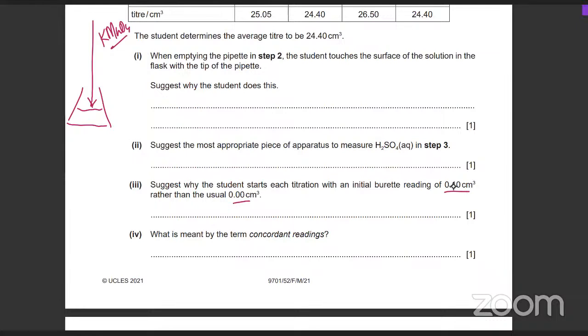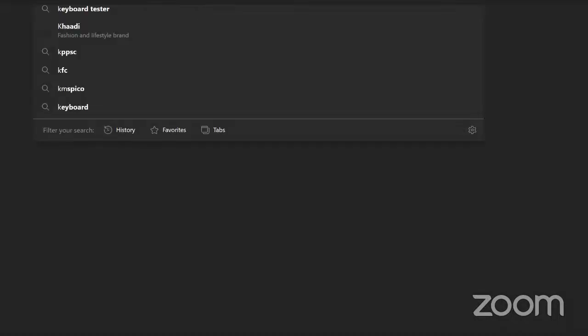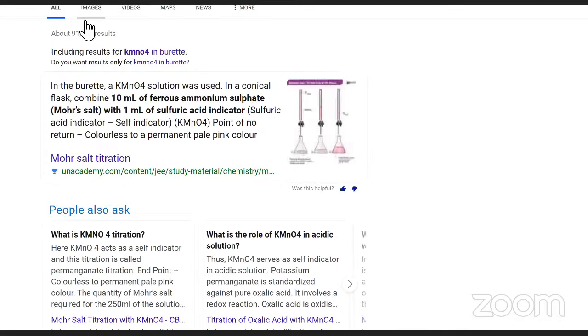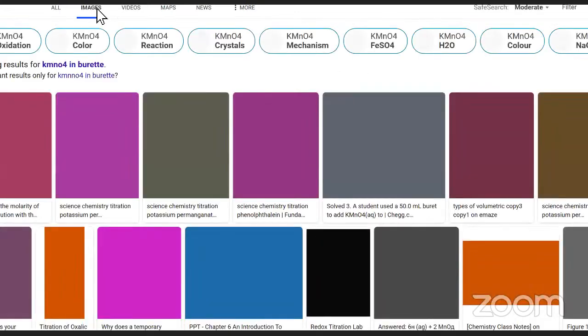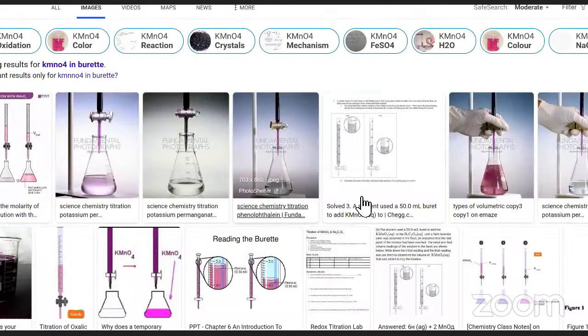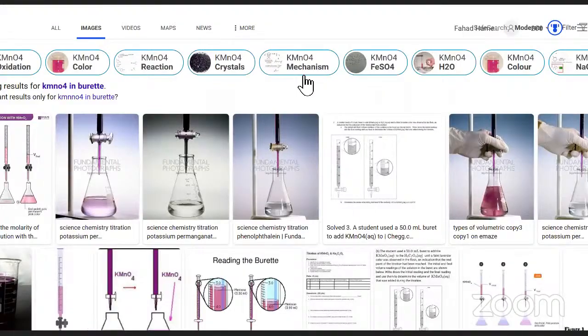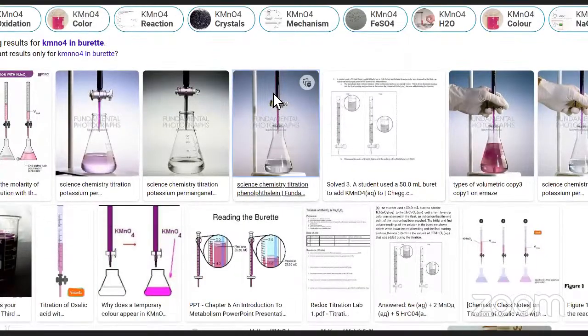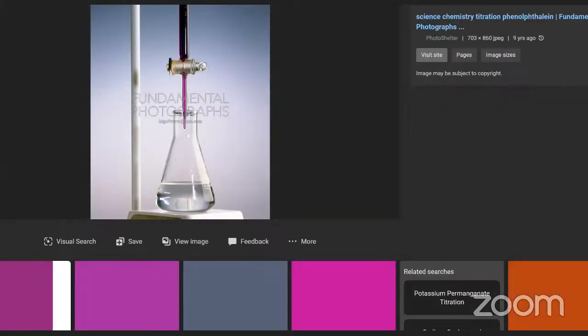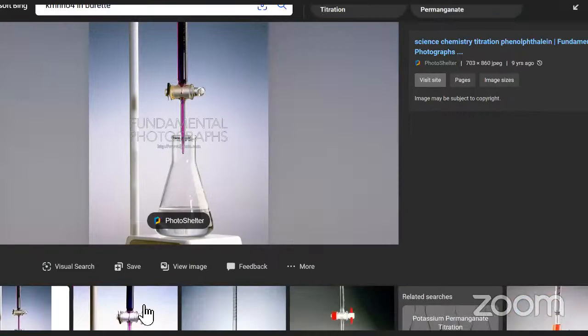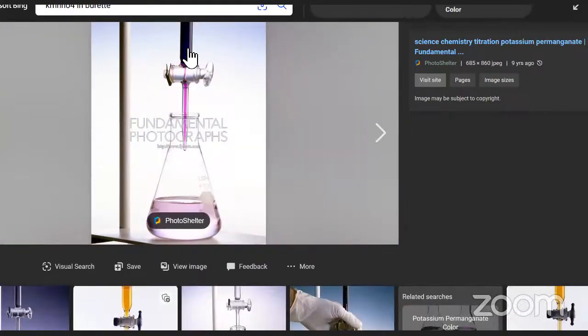Any idea, any random idea? I mean, it's a completely random thing, by the way. I'll show you. Sir, leakage. No, not that, let me show you. Let's put KMnO4 in the burette. Maybe you'll get an idea why it's not good to actually fill it up. One second. So this is how the apparatus probably looks. Okay, so it's got KMnO4 in the top, right?